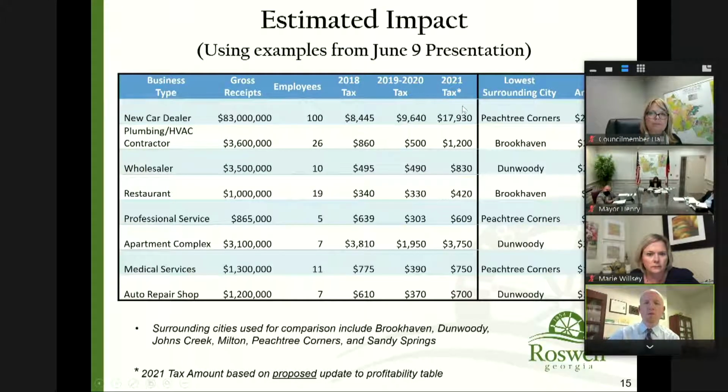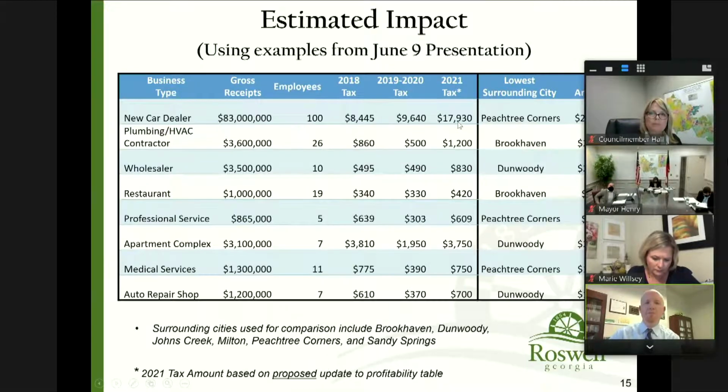If we were to implement the updated profitability tables, that tax would go up to $17,930. That's primarily because under the new profitability tables, this type of business not only did not go back to the original tax rate that they were assessed in 2018, because of their profitability ratio, they were actually pushed up into the next tax class.